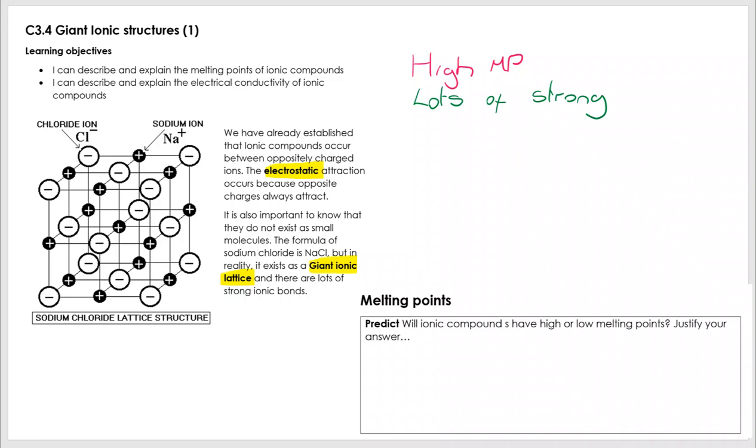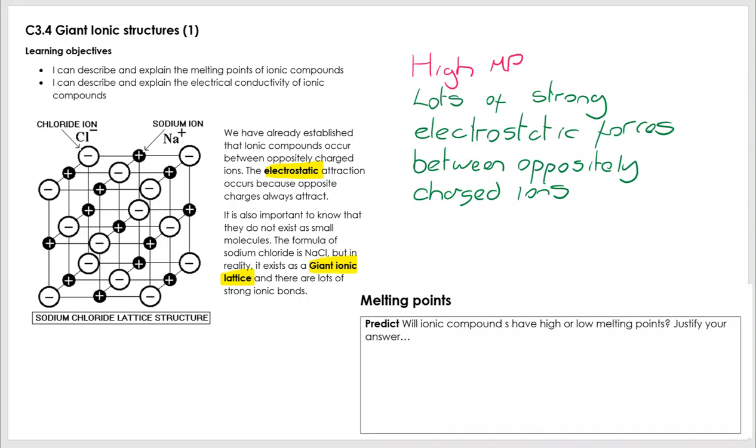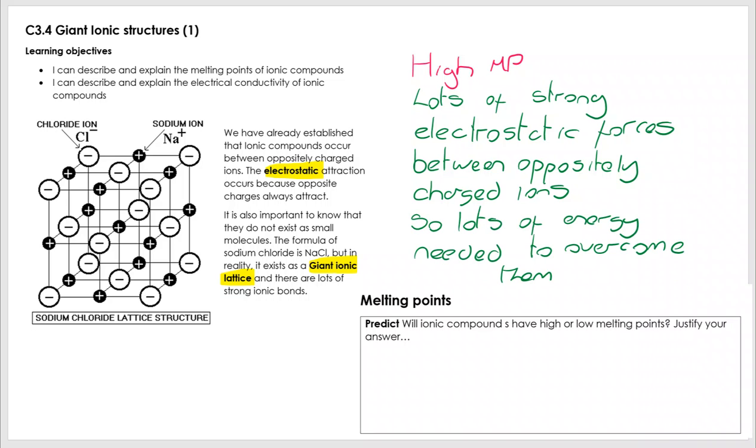We're talking about there being lots of something. And whatever there are lots of, they are strong. So lots of strong. And then, I've already mentioned electrostatic forces. It's lots of strong electrostatic forces. Now we want to explain where they are. So those lots of strong electrostatic forces are between oppositely charged ions. And if there are lots of strong electrostatic forces between the oppositely charged ions, lots of energy is needed to overcome them.